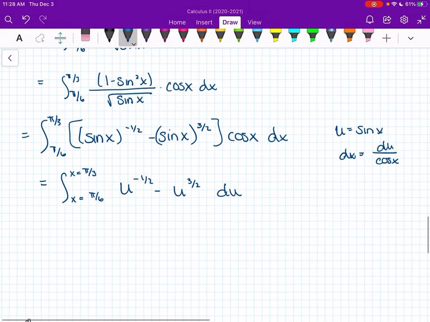And then I'm going to go ahead and integrate that. So I get, let's see, add 1, so u to the positive 1/2 divided by positive 1/2.